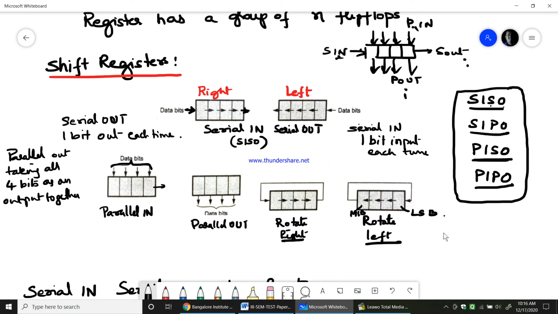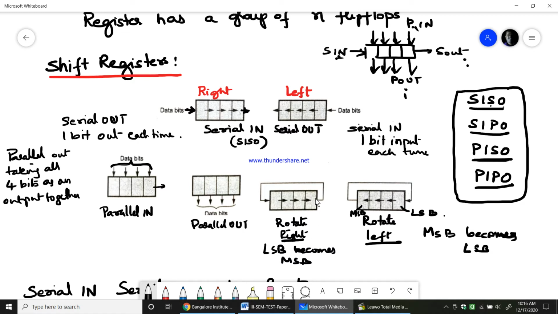In the rotate right operation, the LSB becomes the MSB. Here, in rotate left, the MSB becomes the LSB.